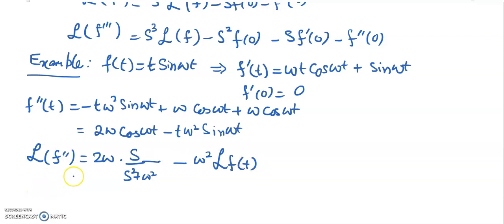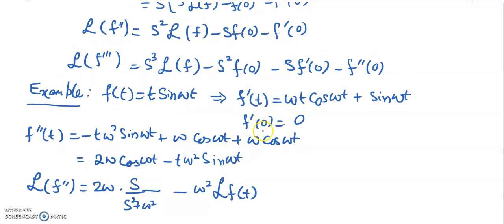On the other hand, from the theorem of the second derivative, we know that Laplace of f double prime is equal to s square Laplace of f minus s f of 0 minus f prime of 0. F prime of 0 was 0. And what is f of 0? F of 0 is also 0, because from here if we put 0 over here it will be 0. So these two terms are 0. That means this is equal to s square Laplace of f. Now we have these two.